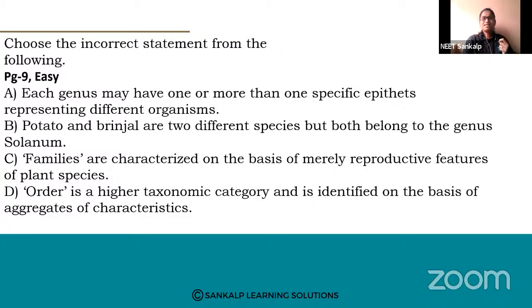Next, families are characterized on the basis of merely reproductive features of plant species. Order is a higher taxonomic category and is identified on the basis of aggregates of characteristics.